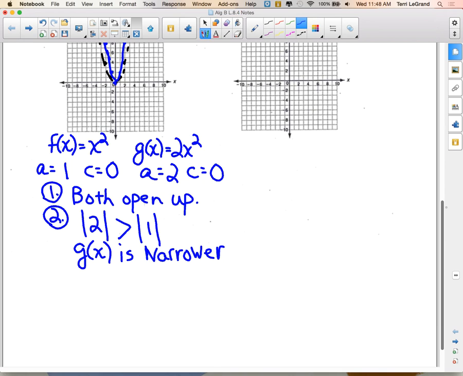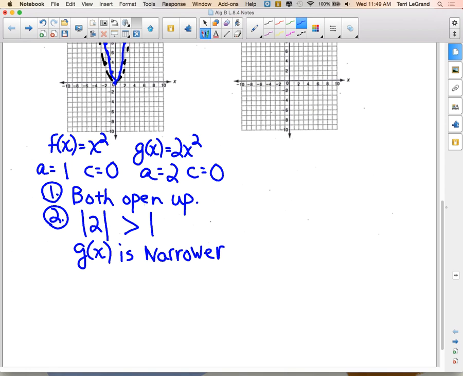If that's too confusing for you, the other thing you could do is you could say the absolute value of 2 is greater than 1. In other words, what's its relationship to 1 like it says up above? If the absolute value of a is less than 1, then it's going to get wider. If it's greater than 1, it's going to get more narrow. Okay, so I think this might actually be a little bit better way to compare them.